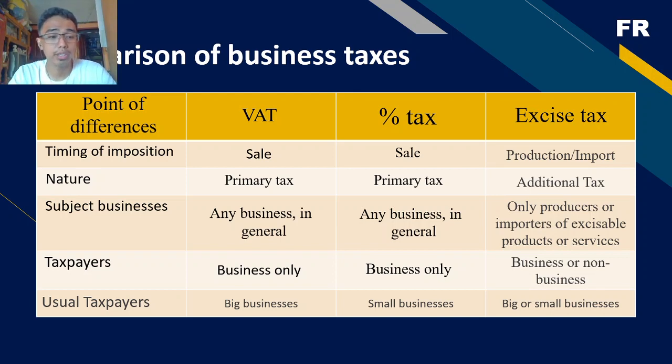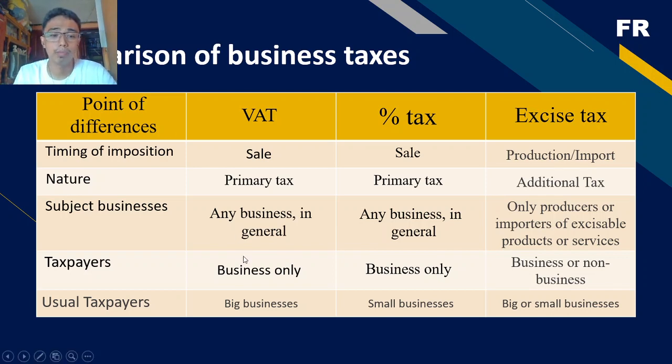Next is a taxpayer. Ano ba yung mga taxpayer ng value-added tax? So, taxpayer ng value-added tax and percentage tax are both businesses. Okay, so business lang ang pwede maging subject sa value-added tax or percentage tax. While under sa excise tax, hindi necessary na business. Okay, so meaning hindi necessary na mag-fit sa description ng business para ma-subject siya sa excise tax. So those who do not fit the criteria to be a business or non-businesses, they are also subject to excise tax.